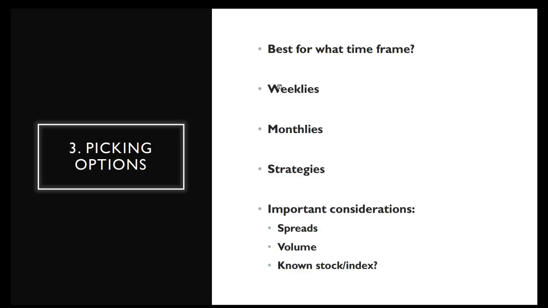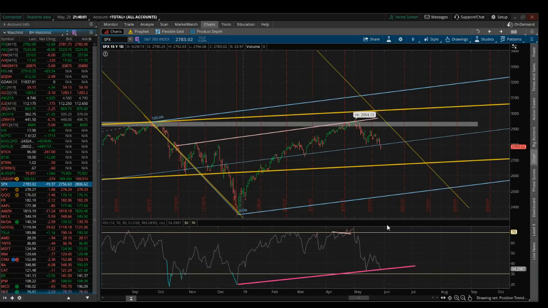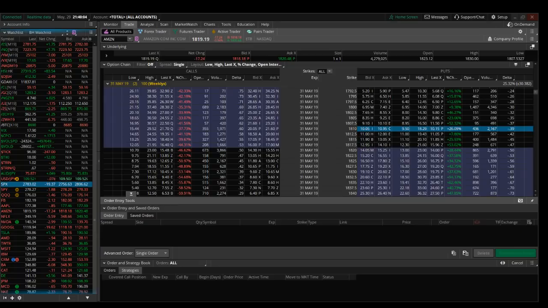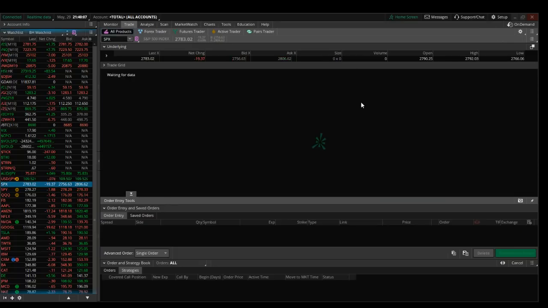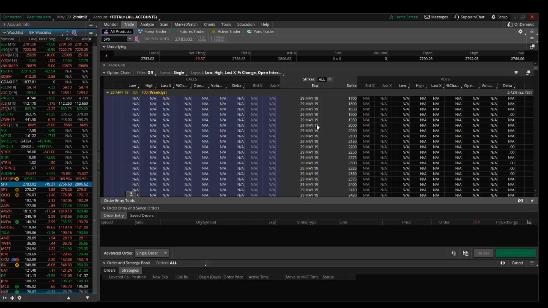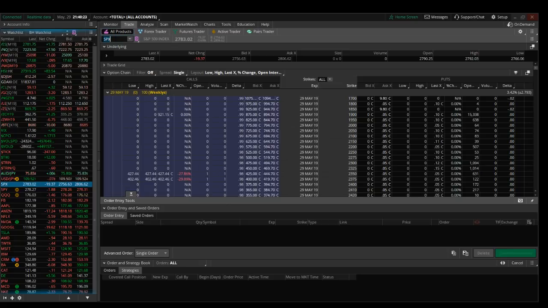So the question is, what are we looking at? With options, we have a lot of different things. So let me go back here and take a look at the Thinkorswim chart. If we go to options and click on this trade button, if you're using Robinhood or something like that, all good. Thinkorswim, I'm pretty sure you can get it free just by opening an account. I know you don't have to pay any monthly fees to use it. But let me go to SPY because we've been analyzing SPY all week.